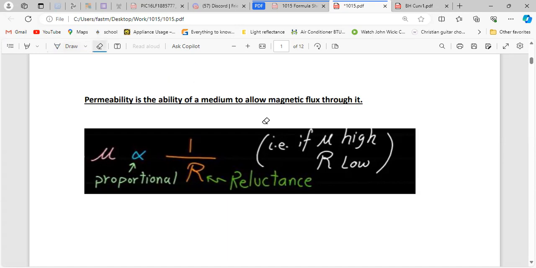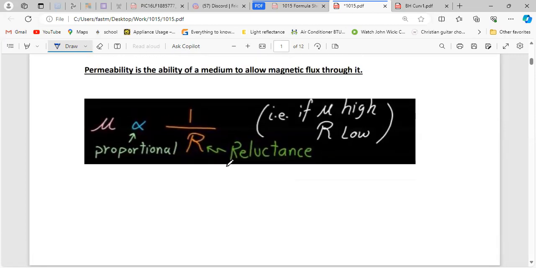The medium that has the worst, the highest reluctance, is air. Air does not like magnetic flux going through it, so the permeability of free space or air is very low. There's something nice to remember. The symbol for permeability is mu, which I think you should know by now. Mu is inversely proportional to reluctance. So if you increase the reluctance, by default you decrease the permeability. But really and truly, this is related to the core.